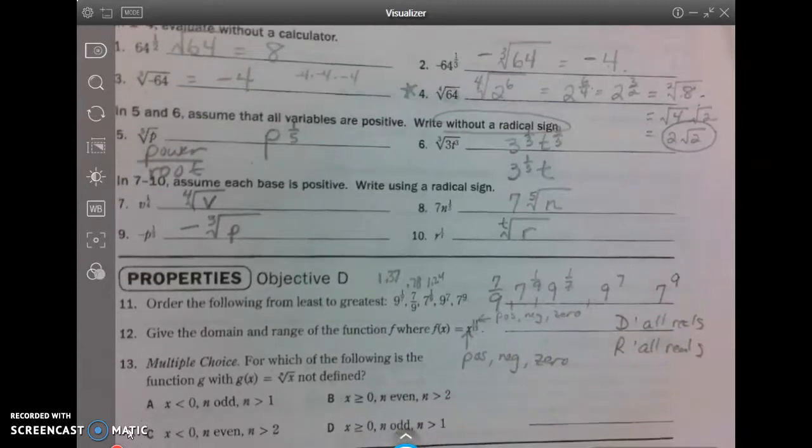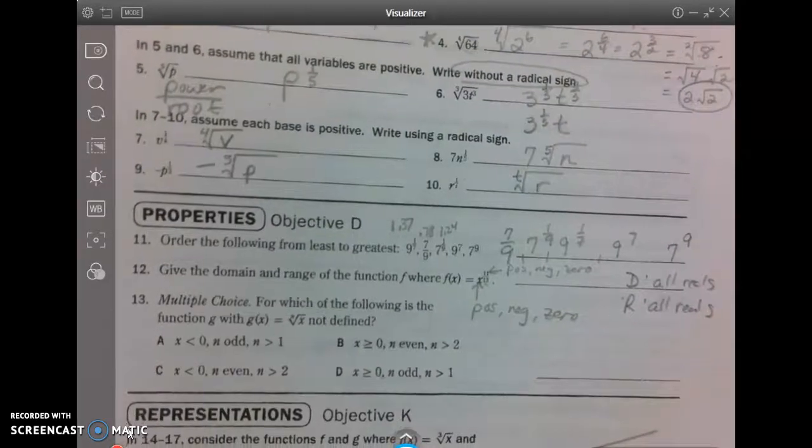It would change if I was taking an even root. Then I could only have zeros and positives. And because I'm only putting zeros and positives in, I'm only going to get zeros and positives out. So if these were even instead of odd, my domain would be x is greater than or equal to 0. My range would be y is greater than or equal to 0.